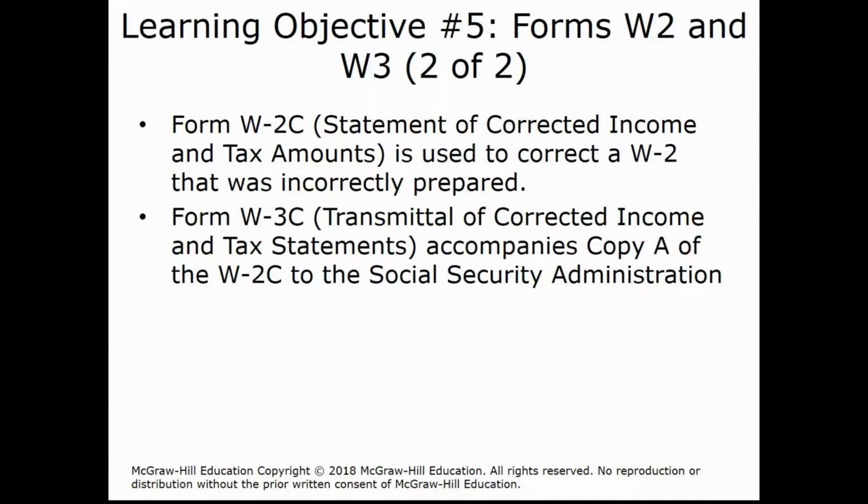When you see a C after the W-2 or W-3, this is a corrected income tax retransmittal form, so it's the W-2 that's been corrected. If you've had one W-2 that's been incorrectly prepared, you are sending a corrected statement. And the same would have to be true of the transmittal.